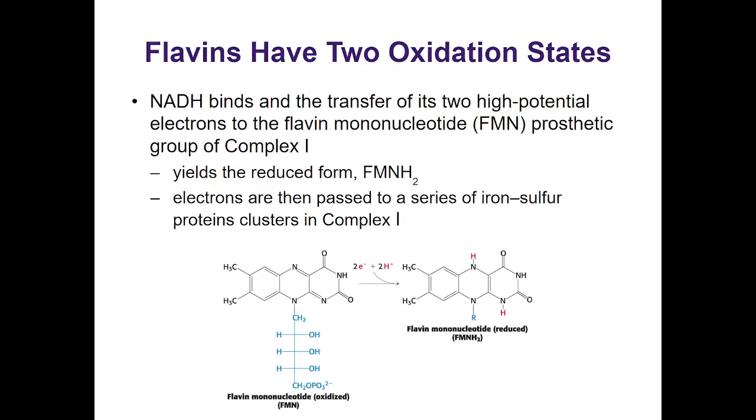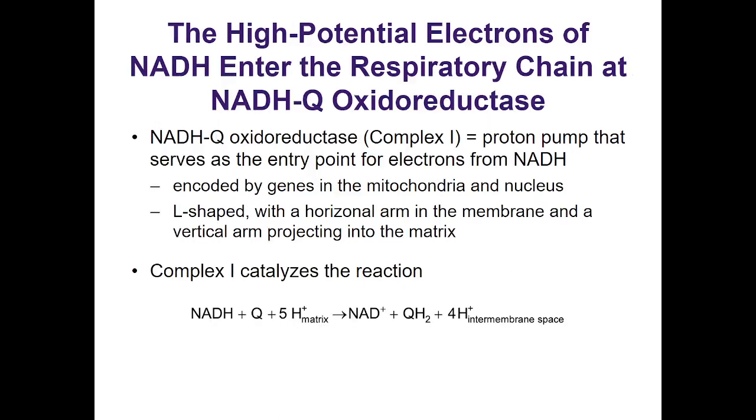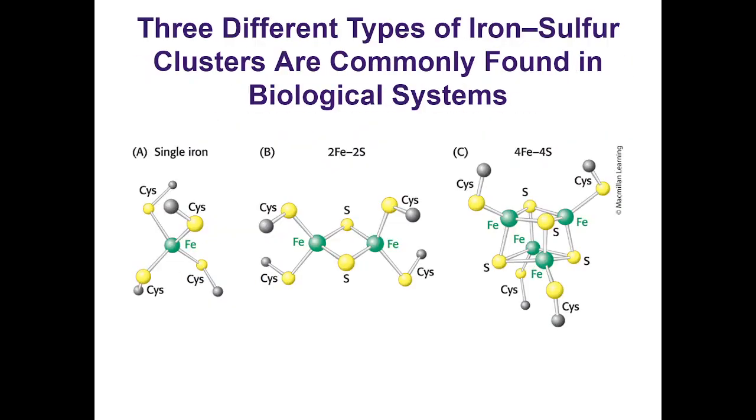So flavins are going to have 2 oxidation states. Your NADH binds, and the transfer of its 2 high potential electrons to the flavin mononucleotide, or FMN, prosthetic group of complex 1. This is going to yield the reduced form, which is FMNH2. The electrons are then going to be passed to a series of iron-sulfur protein clusters. They're in complex 1. And again, those are those iron-sulfur protein clusters we looked at right here.